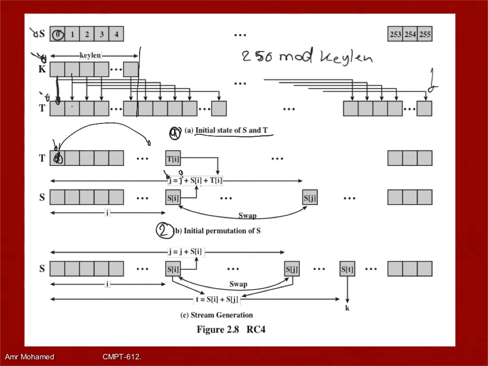But in this step, it's fixed size, which means that we will go one round through each of the items in T and swap it with another value. And we'll keep doing this. And of course, the addition here is modulo 256. All the additions here are mod 256.